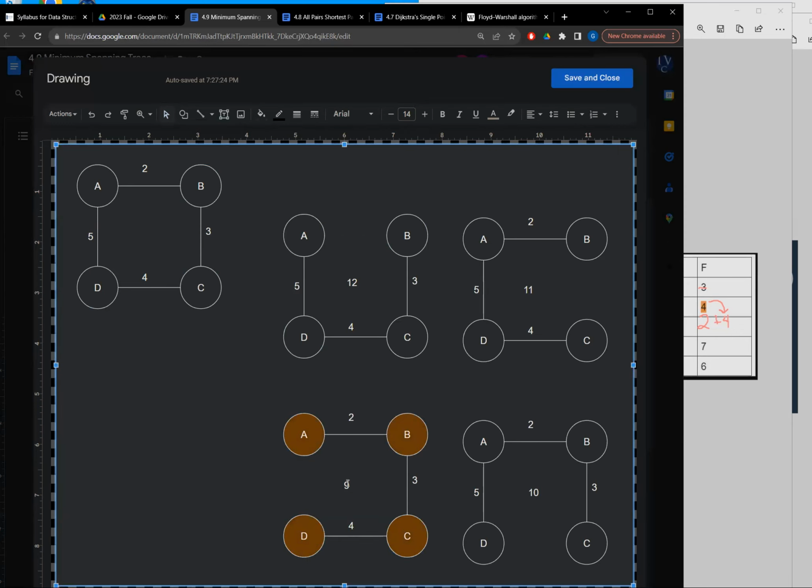Right? Because this number is the smallest number of the 4 options, right? 9, 10, 11, and 12 are the weights of the trees, if you want to look at it that way, but it's the sum of all the edges in the tree. That's the total cost of that entire tree. That makes this particular spanning tree the minimum spanning tree. So that is our minimum spanning tree.